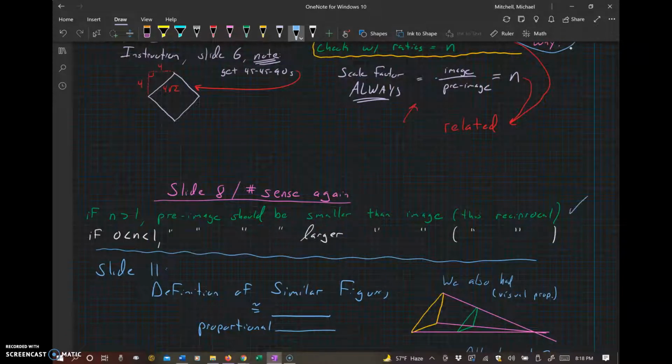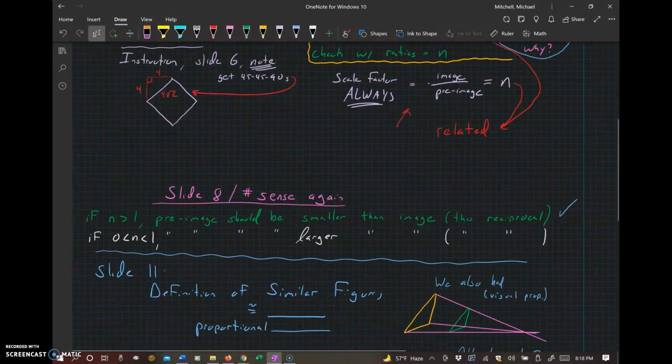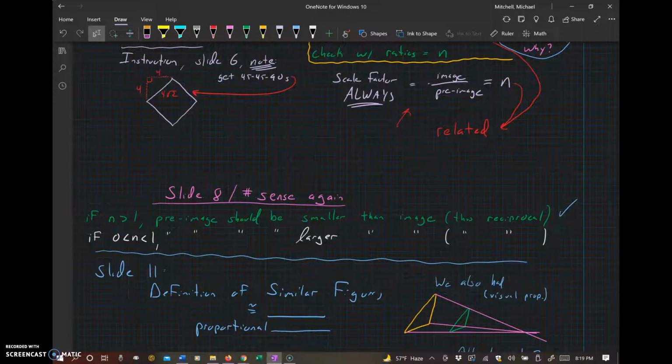Number sense again, remember, if n is greater than 1, that means it's an enlargement. The pre-image should be smaller than the image. Thus, the reciprocal is why you multiply on that. If n is between 0 and 1, the pre-image is going to be larger than the image. They're talking about working backwards on these. That's why we end up using the reciprocal, because we're going from, in this case, a smaller to the larger.